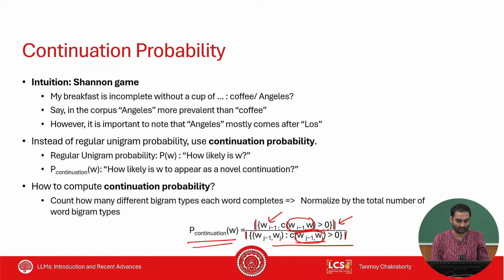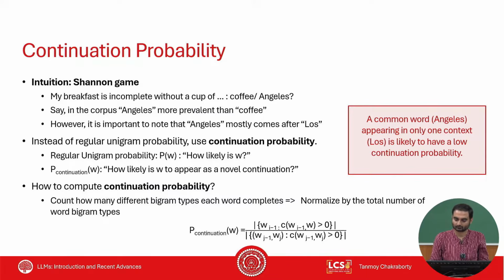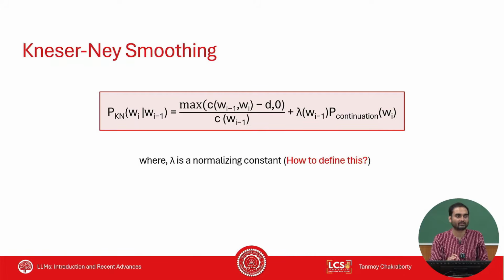Clear? If you do that, the probability of the word Angeles will be lower than the probability of the word coffee. Clear? So this is the idea of Kneser-Ney smoothing. Okay. So we replace the unigram probability by the continuation probability.